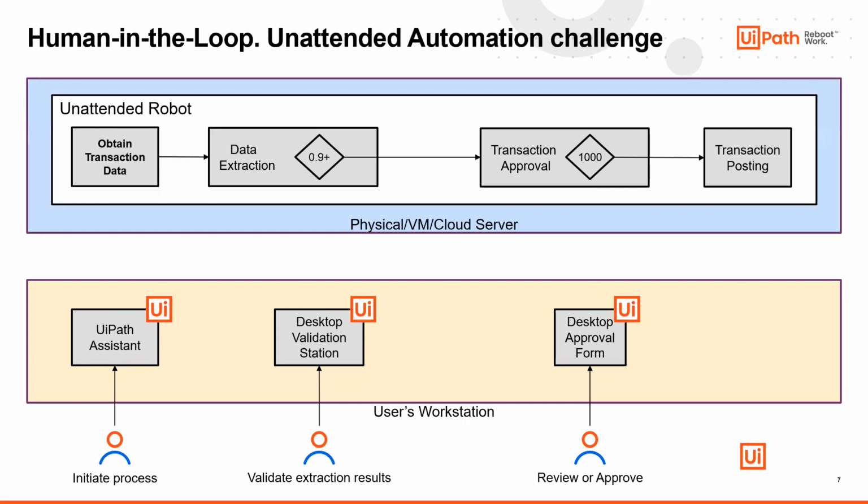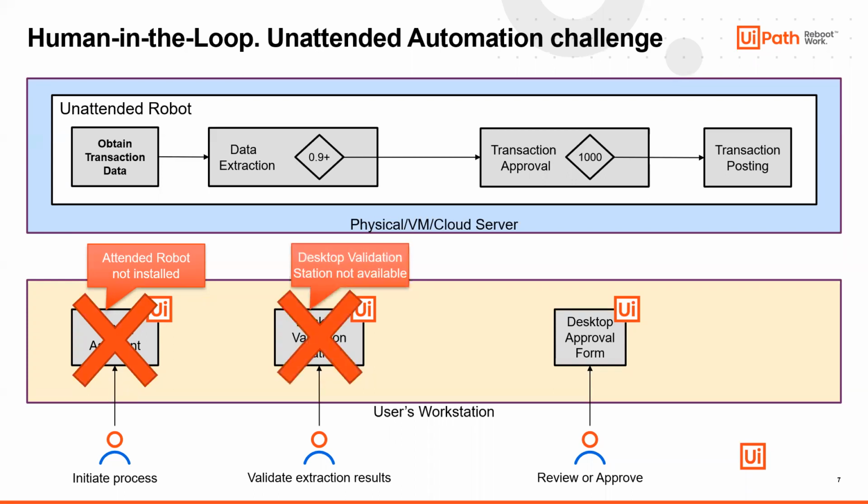But what if we have the same process delivered as unattended automation? We try to approach the same scenario from the user's workstation point of view. We'll realize that we can't really initiate the process because this is running as an unattended robot, and we may not even have any robot installed on this workstation. On the other hand, because the process is running with an unattended robot, it cannot show any forms and cannot display any desktop components on this particular workstation.